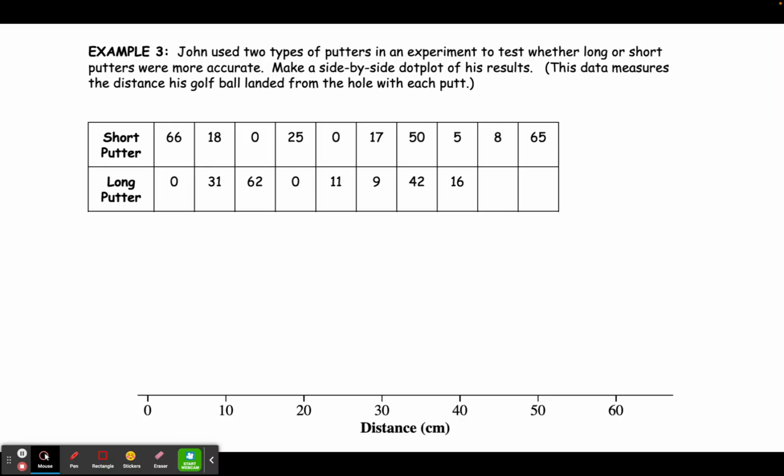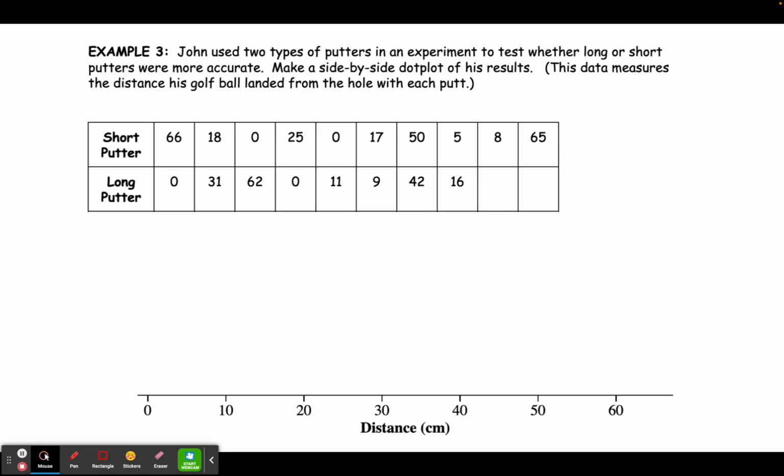So we're looking at some data here where we have John who has two different types of putters and he wants to test whether short or long putters are more accurate. So we're going to make a side-by-side dot plot to show his results. The data that you're given is measuring the distance that the golf ball landed from the hole with each putt. So we have short putter and long putter. Notice we don't have the same number of data points, which is totally fine. And I've already given you a horizontal scale that's been labeled.